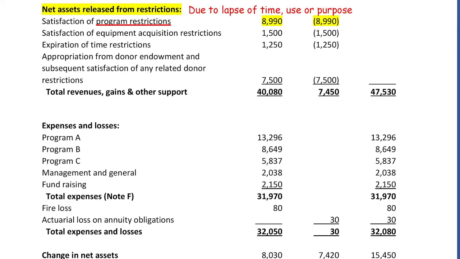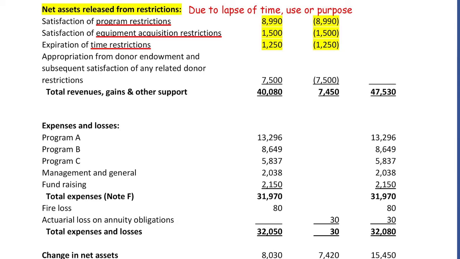The next one, we've got net assets released from restrictions due to satisfaction of underlying equipment acquisition restrictions. And this one's $1,500 released. So highlight the negative $1,500 under with donor restrictions and the positive $1,500 under without donor restrictions. Again, TRNA to UNA. The next one is expiration of underlying time restrictions, and highlight the negative $1,250 and the positive $1,250.